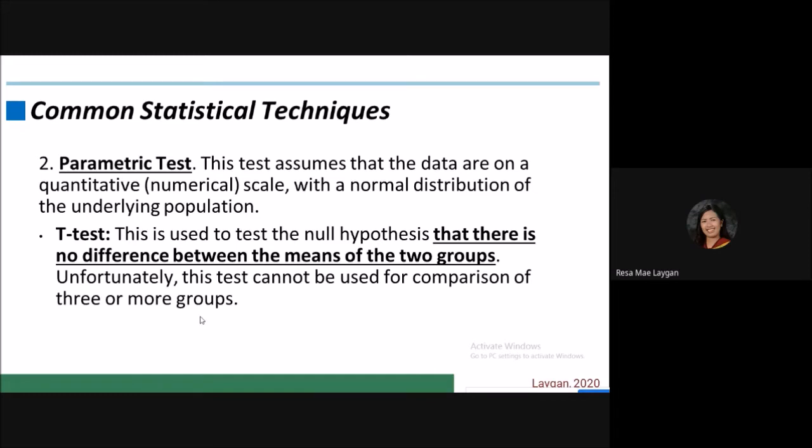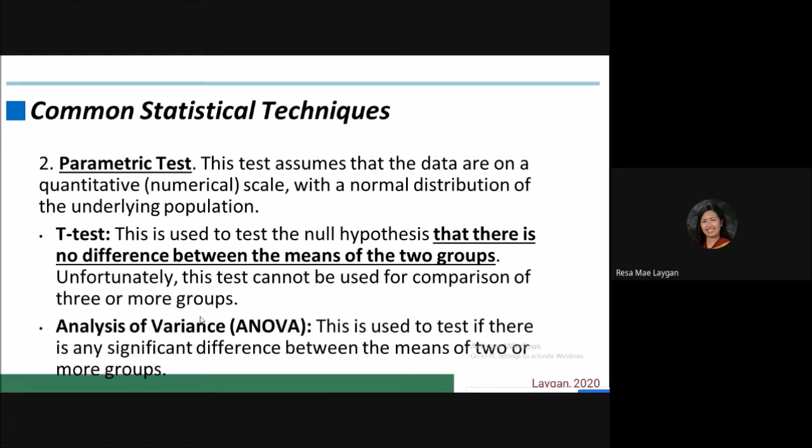But in order to compare 3 or more groups using this parametric test, we can use the analysis of variance or ANOVA. ANOVA is used to test if there is any significant difference between the means of 2 or more groups. So that is for the analysis of variance or the ANOVA.